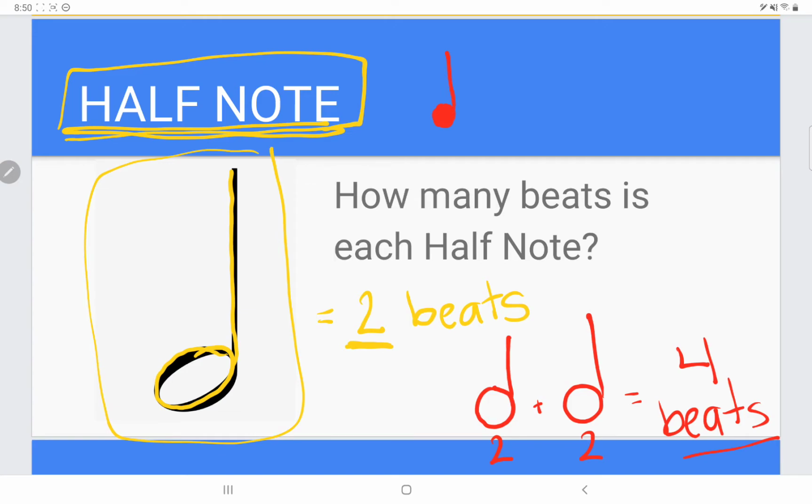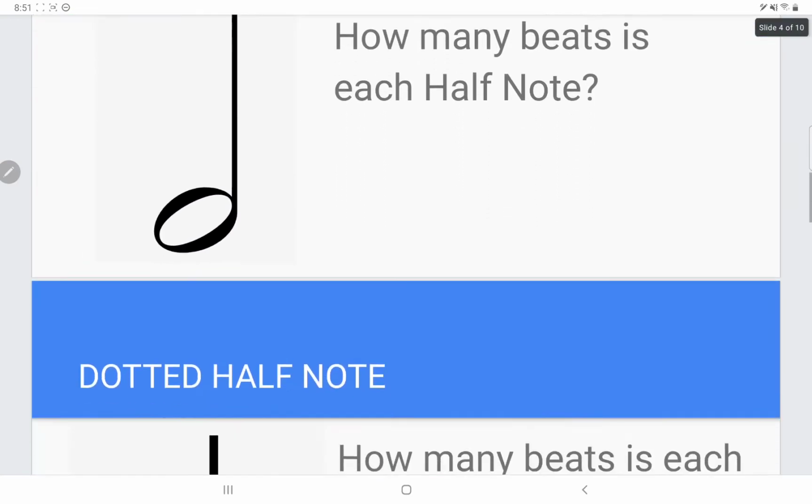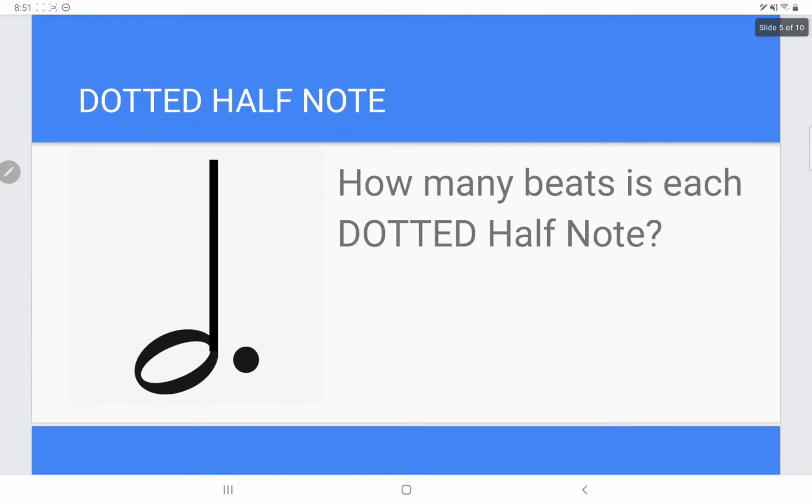Okay, scholars, remember you don't have to write down what I have in red, just what I take down in yellow. So remember our half note, it looks different because it's empty. It's also worth 2 beats instead of 1. And now we're going to start increasing our values. So let's head down to our dotted half note.